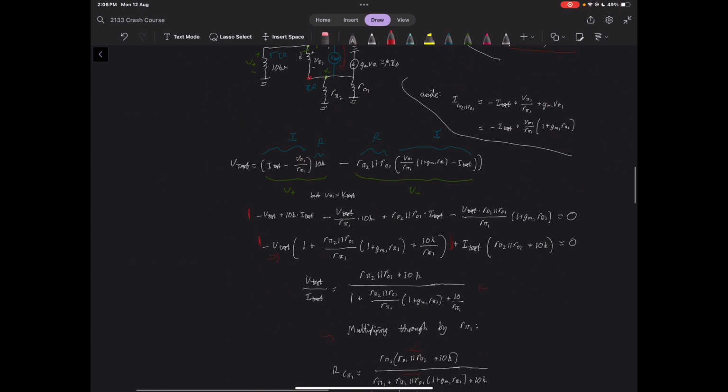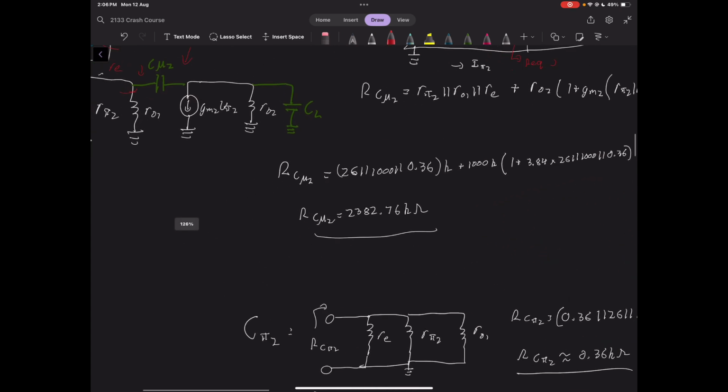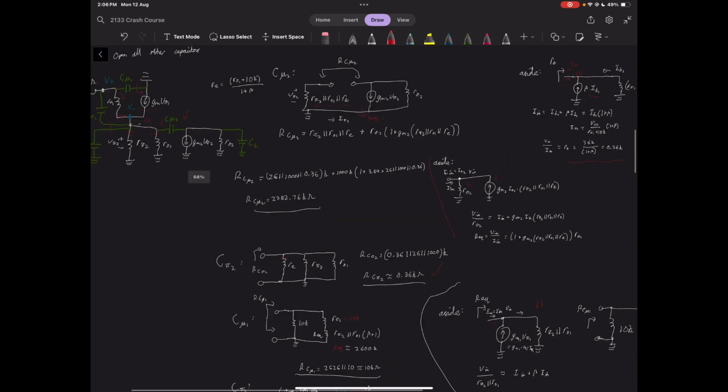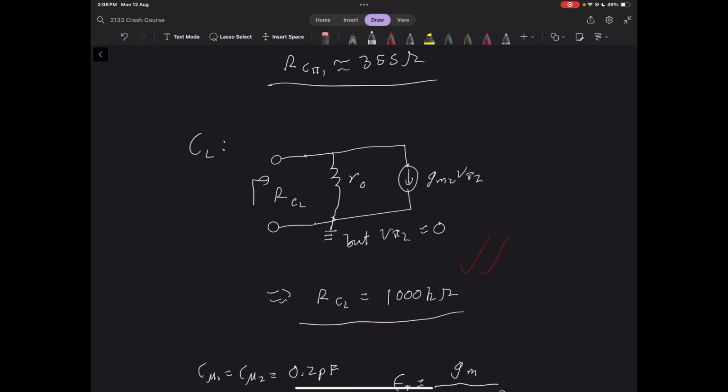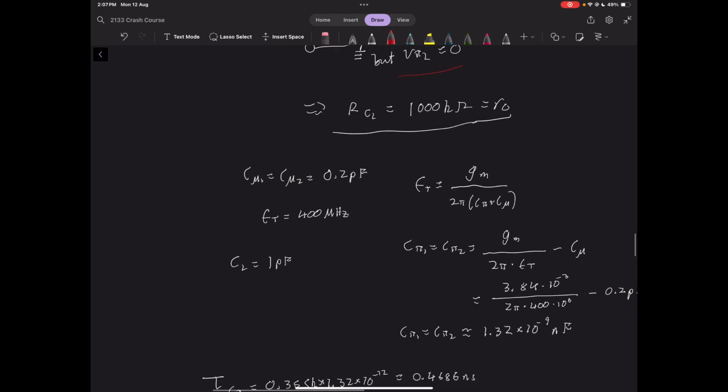Repeating a lot of the same strategies, very similar tactic used here with the emitter resistance again, which we found. And then CL is just equal to R out, for the same reasons as in the first circuit. V pi 2 is 0 because these circuits are completely disconnected, which literally just leaves these resistors. And that is the equivalent resistance for all these capacitors.